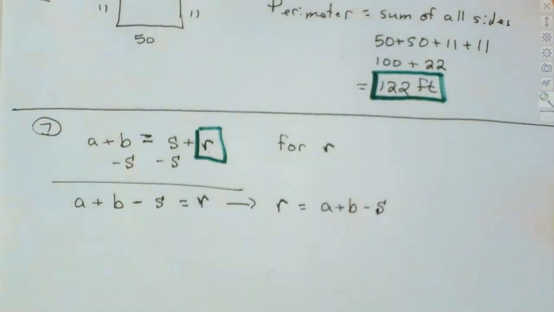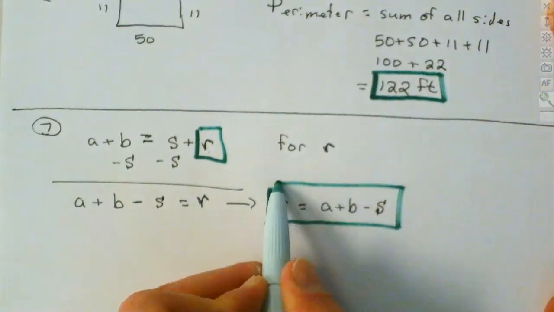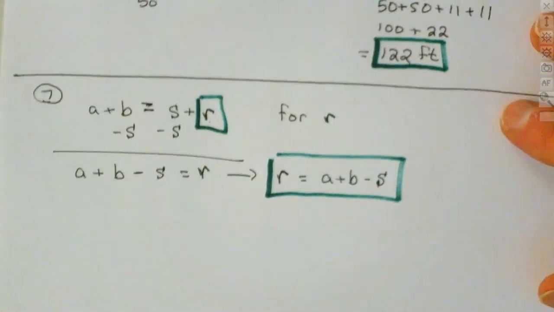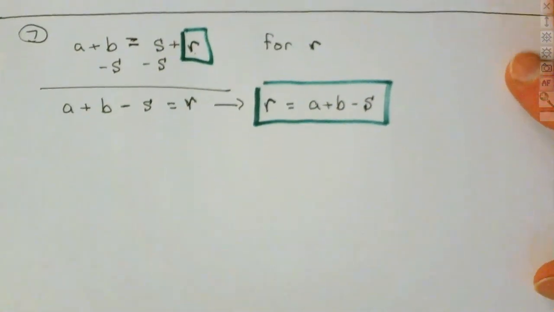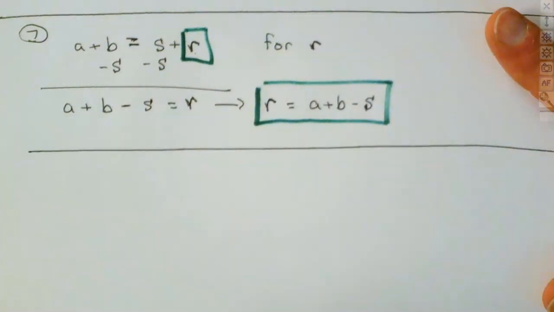So all I had to do was move that S over, and I always like to put the variable on the left-hand side. You can put it on either side. I usually like to put it on the left side because we read from left to right, and I think it's less confusing if you do it the exact same way every single time.